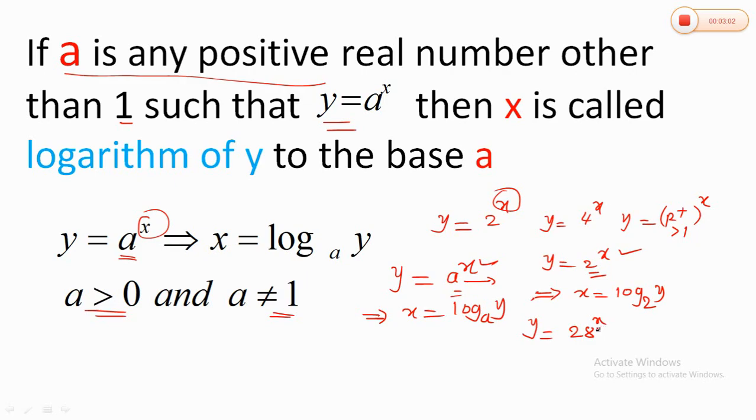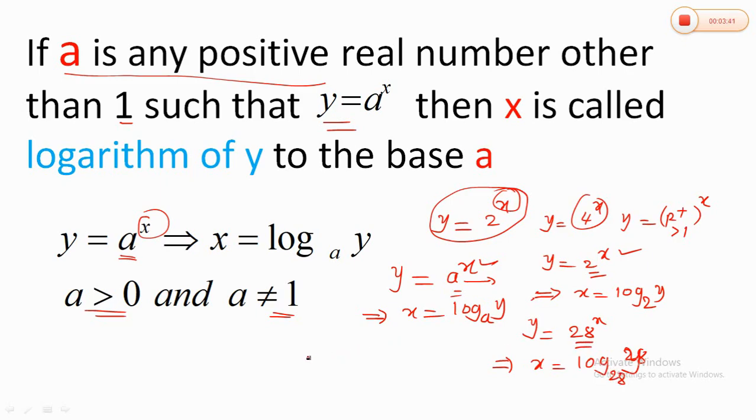Similarly, y equals 28 raised to x. If we express this in terms of x, it is now in the exponent form. So 2 raised to x, 4 raised to x, a raised to x, all these are in exponent form. Exponent to logarithmic conversion: y equals 28 raised to x is in exponent form, so in logarithmic form this implies x equals log of y to the base 28.